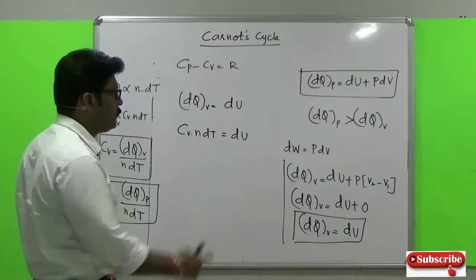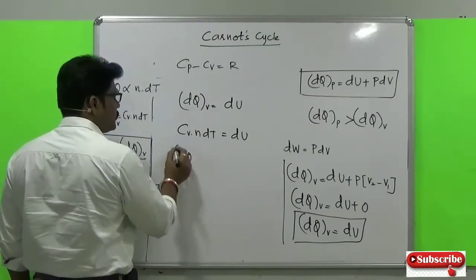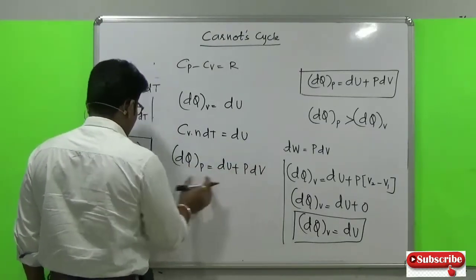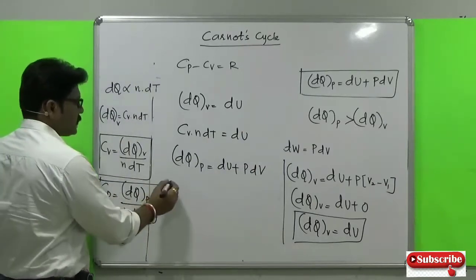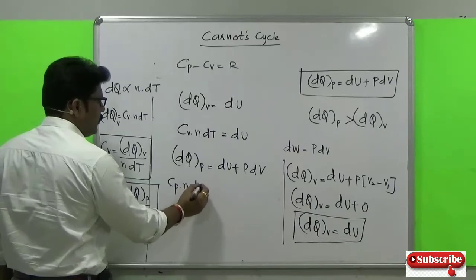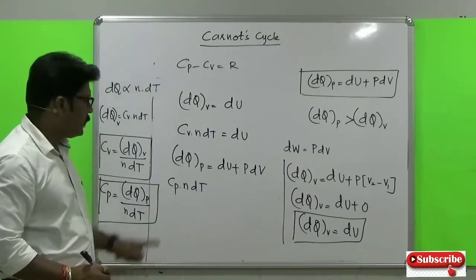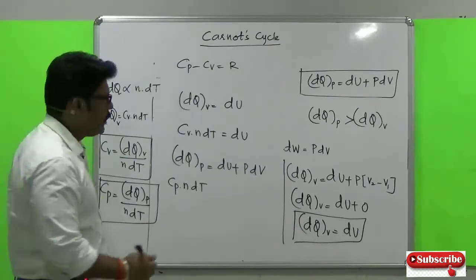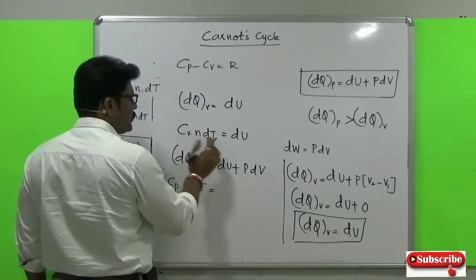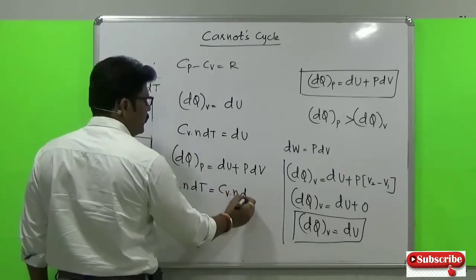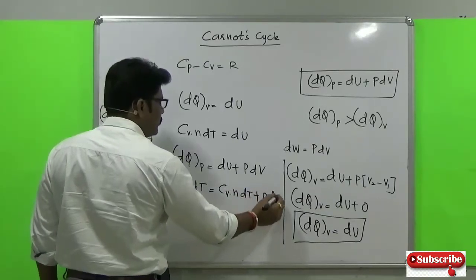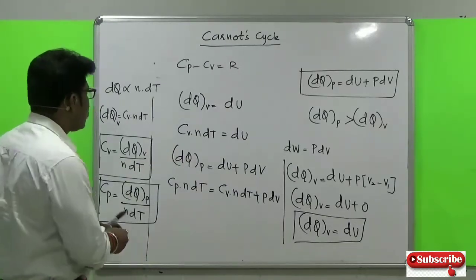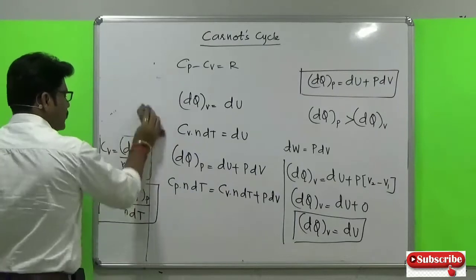अब क्या चाहिए? dq at a constant pressure equals to du plus p into dv. अब dq at a constant pressure को क्या लिख सकते हैं? cp into n into dt. सही बात है ना? तो cp into n into dt equal to du क्या लिख सकता हूं मैं? cv into n into dt plus p into dv. So ये result से ले लिया. Okay. So now this is not required on the boards. Let us erase.